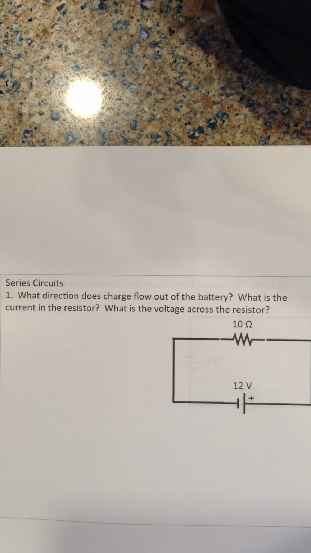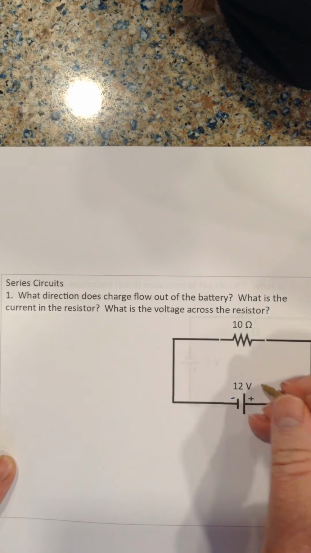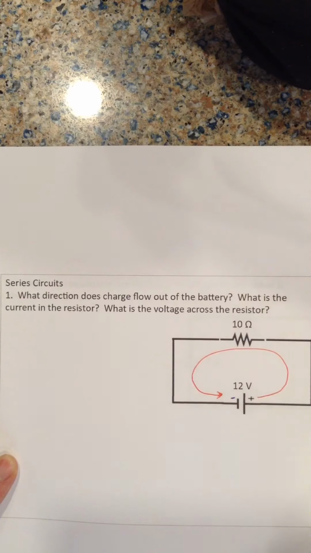Okay, this is on series circuits. Question 1. Which direction does a charge flow out of the battery? Okay, so it goes from positive to negative, so that way. Okay, what is the current in the resistor?